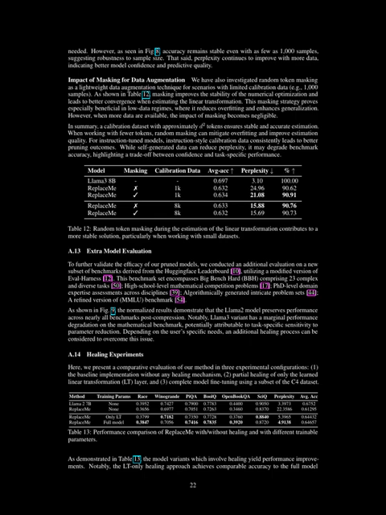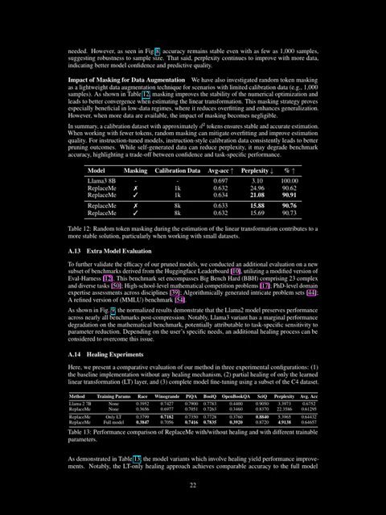Model, masking, calibration data, AVG, compare perplexity down, percent up. Llama 3 AP 0.697 3.1 100.2. ReplaceMe 1K 0.632 24.96 90.62. ReplaceMe 1K 0.634 21.08 90.91. ReplaceMe 8K 0.633 15.88 90.76. ReplaceMe 8K 0.632 15.69 90.73. Table 12. Random token masking during the estimation of the linear transformation contributes to a more stable solution, particularly when working with small datasets. Appendix A.3, extra model evaluation.